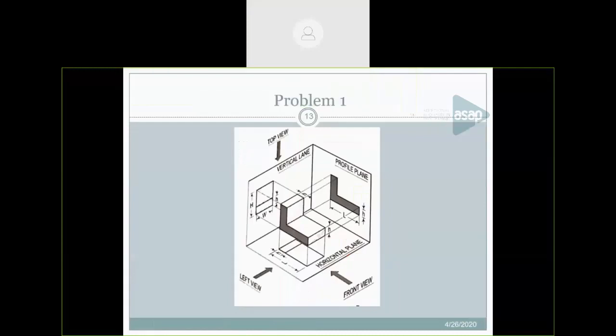See another object, an L-shaped object placed here. Here you consider the horizontal plane and vertical plane. The object is kept inside this box. The front view direction you can see. This is the front view direction. Considering the front view of the object, you have to draw the elevation. Looking from the front side of the object, you can see this rectangular face. The other face is not visible.